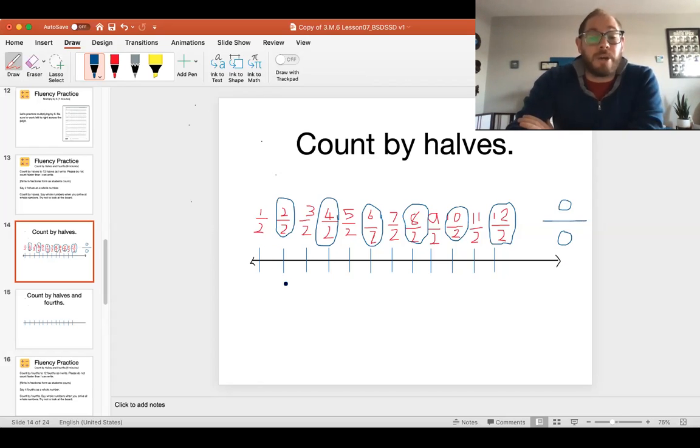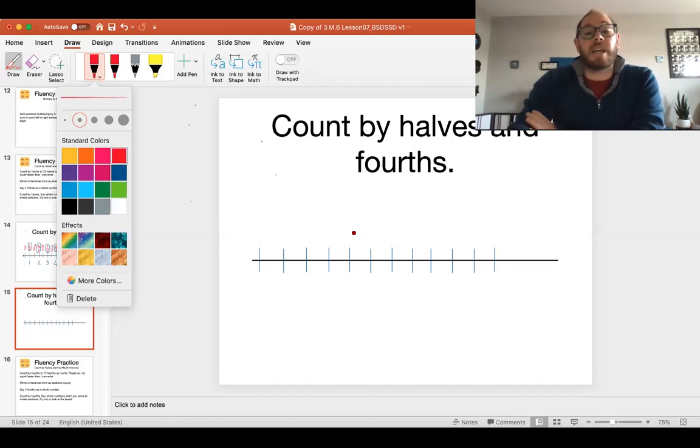2 divided by 2 is 1. That's 1 whole. 4 divided by 2 is 2. That's 2 wholes. 6 divided by 2 is 3. That's 3 wholes. 8 divided by 2 is 4. 4 wholes. 10 divided by 2 is 5. 5 wholes. And 12 divided by 2 is 6. 6 wholes. All right, well done, grade 3s. Make sure you've got your number line written. And in just a second, we're going to be doing our halves and our fourths.